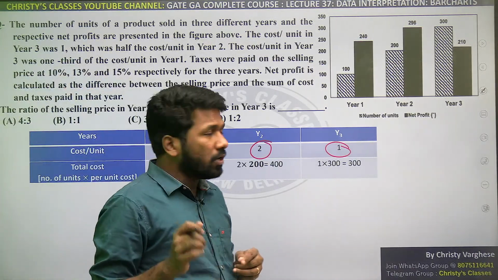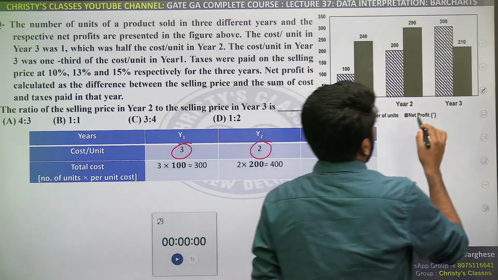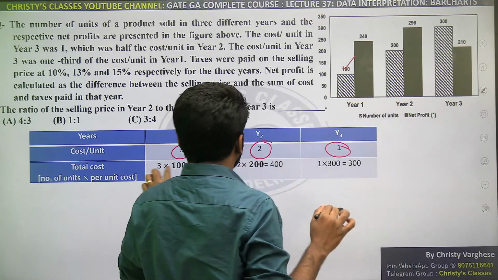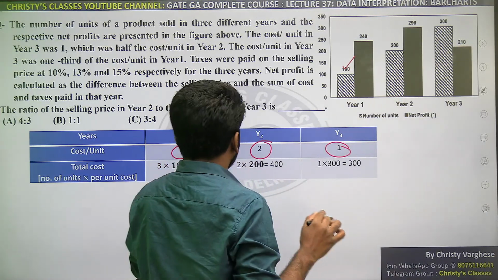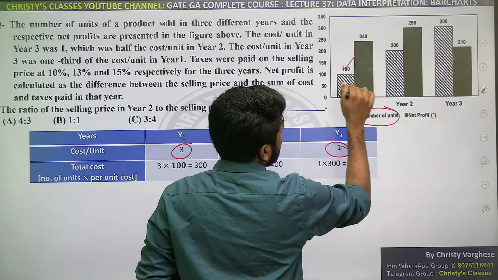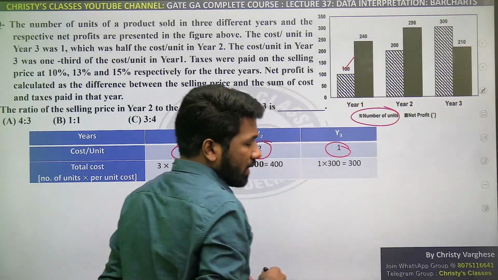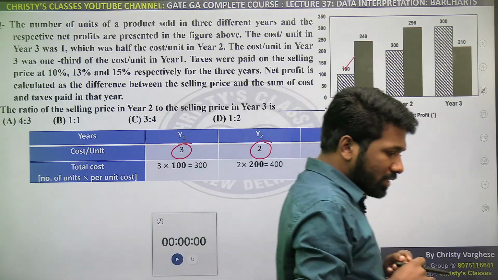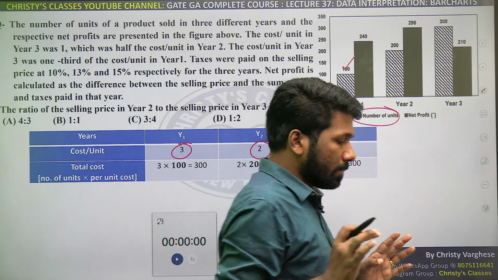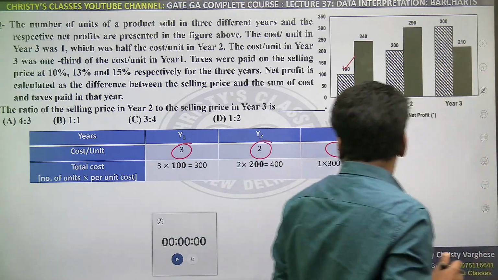So if the cost per unit is this, what will the total cost be? Here there are 100 units. So 100 into 3 rupees. 100 into 3. 1 unit is 3 rupees. The number of units is represented by these shaded lines. Please respond. Are you understanding? This question is a little time consuming, so please respond. Step by step we will learn.